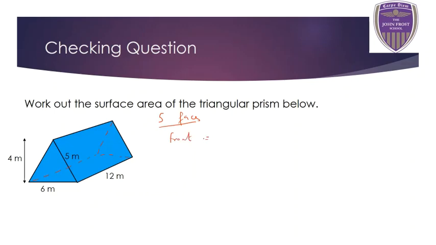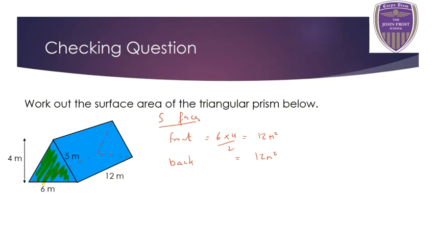Let's do the front first. Remember, the front's a triangle. Yellow highlighter, please. Remember, it's the base times the vertical height divided by 2, not the slant height, the vertical height. This is going to be 12, this time meters squared, because I got meters in my question. Now, the back is exactly the same as the front because they're the same shape.